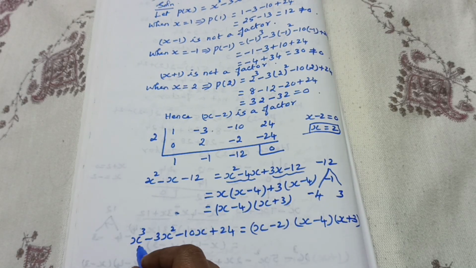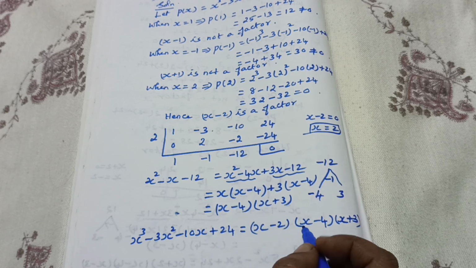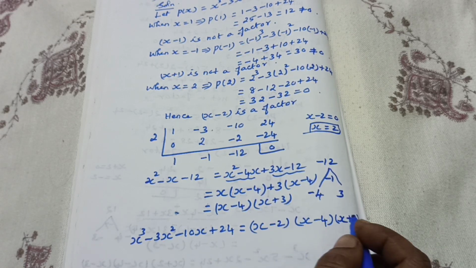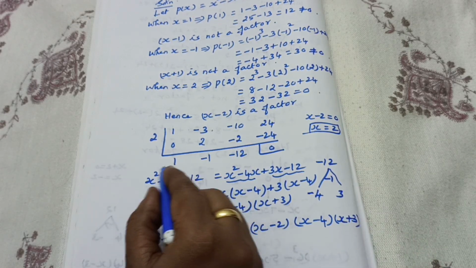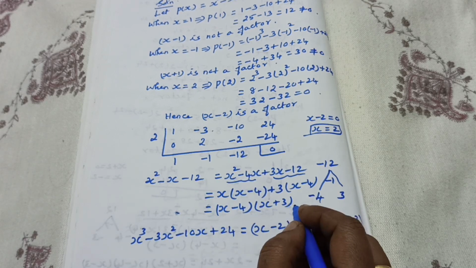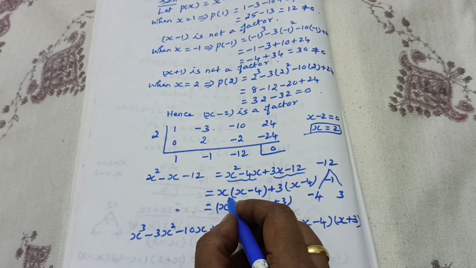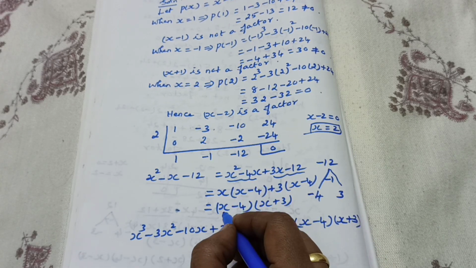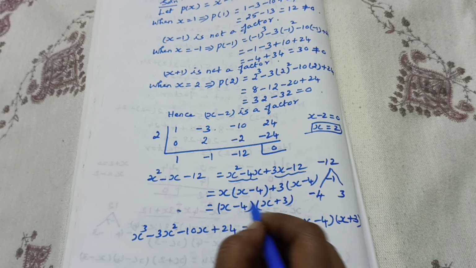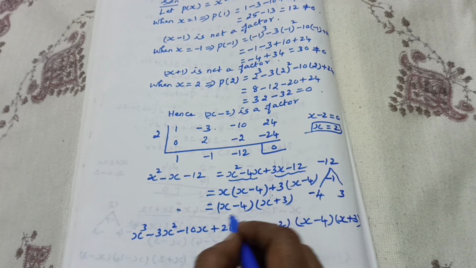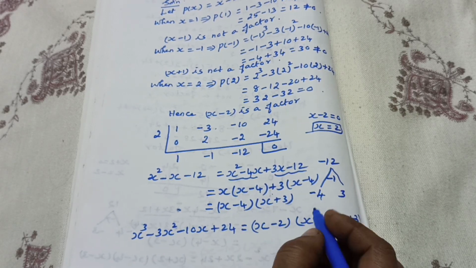Then suppose it is an x cube term, then how many factors will we get? 3 factors we will get. Then suppose a quadratic equation, how many factors will we get? 2 factors. Factors means then this x power must be 1, isn't it? x power 1. Here also a linear. These are the linear factors.